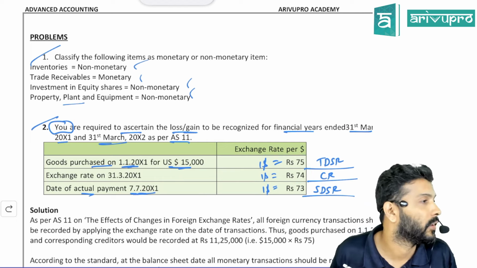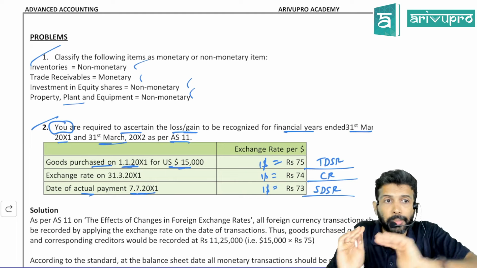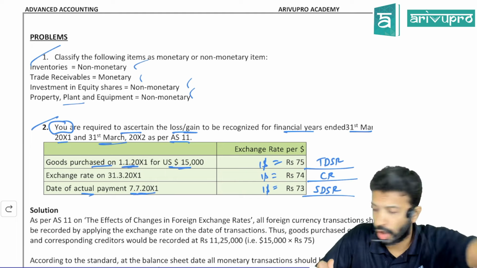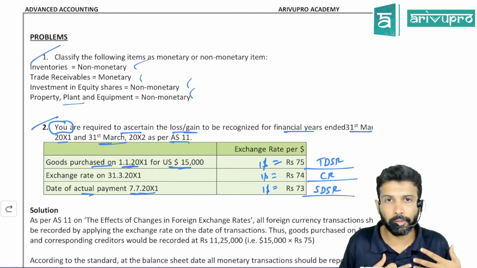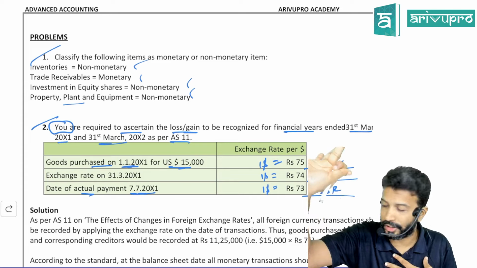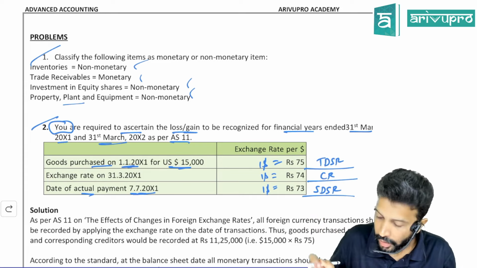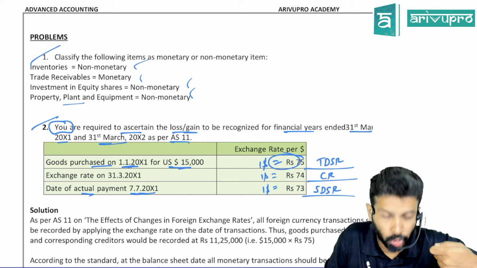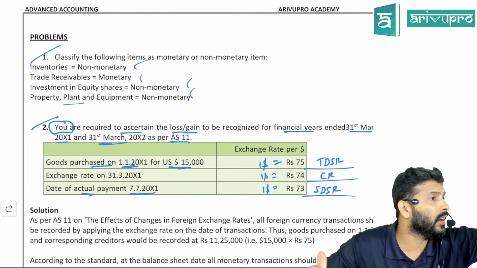Happy or sad? Happy. Sir, on the day you did the transaction, you purchased the goods, which means you need to pay, in rupees or dollars. You don't have dollars, what you have is Indian rupees. So you have to purchase dollars and give them to your creditor. On the day of the transaction, to purchase $1 you had to give 75 rupees.